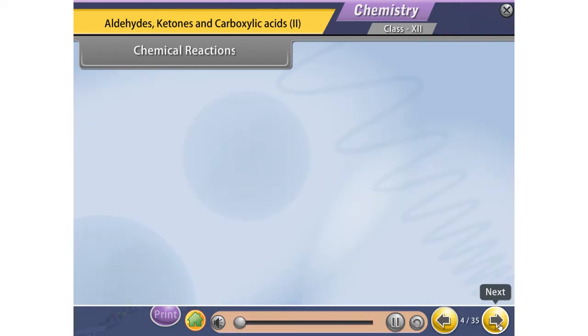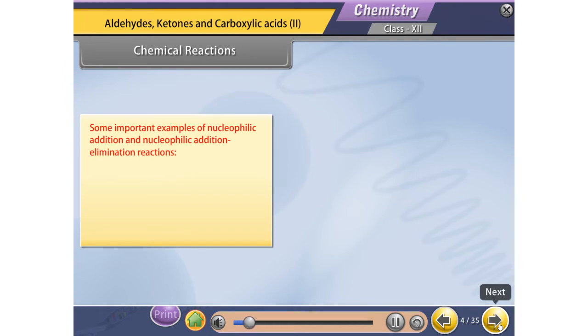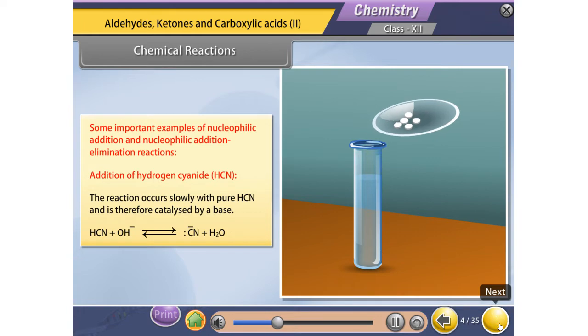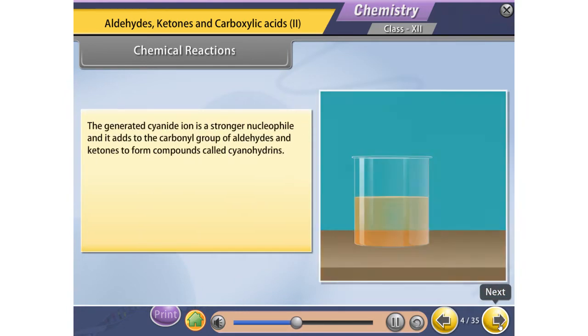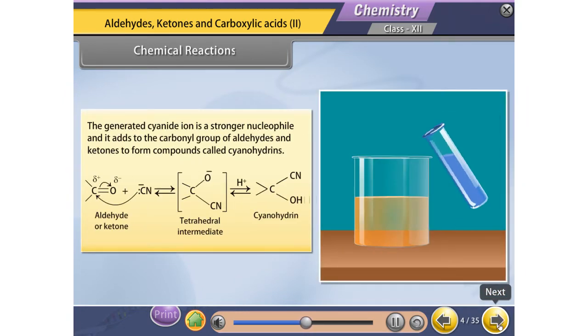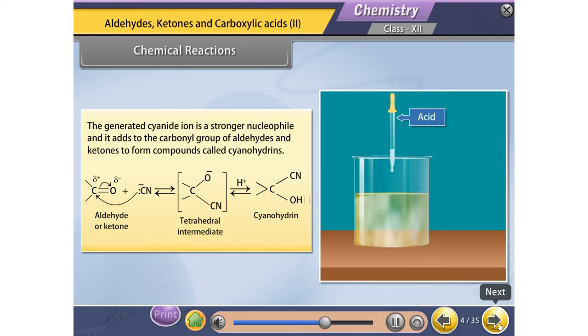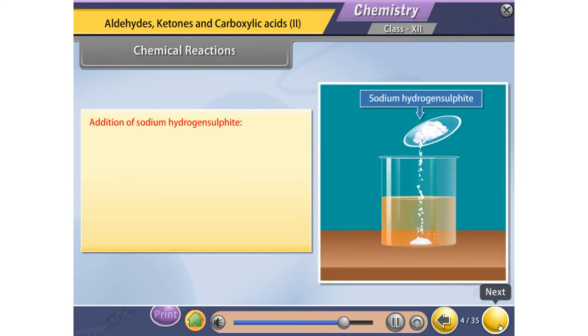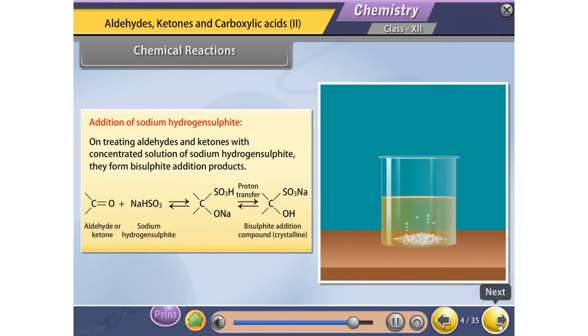Chemical reactions. Some important examples of nucleophilic addition and nucleophilic addition elimination reactions. Addition of hydrogen cyanide. The reaction occurs slowly with pure HCN and is therefore catalyzed by a base. The generated cyanide ion is a stronger nucleophile and it adds to the carbonyl group of aldehydes and ketones to form compounds called cyanohydrins. Addition of sodium hydrogen sulfite. On treating aldehydes and ketones with a concentrated solution of sodium hydrogen sulfite, they form bisulfite addition products.